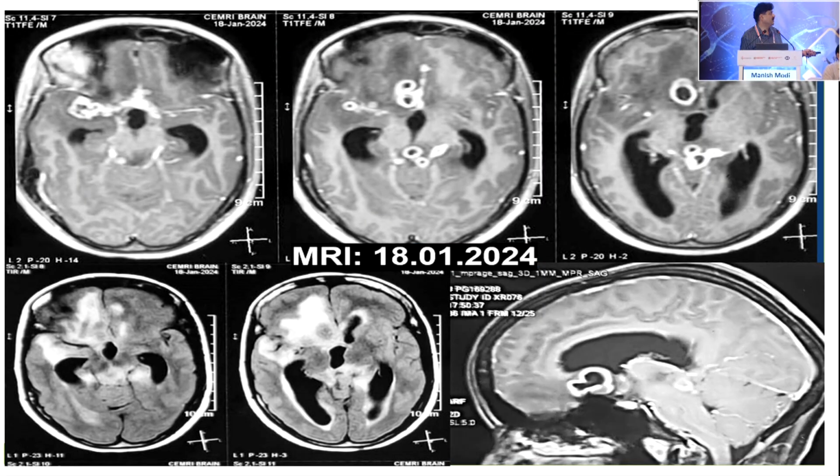And this is the MRI. So after 2 months, despite on ATT and steroids, what will be our possibilities? Garg sir, how will we go about it?